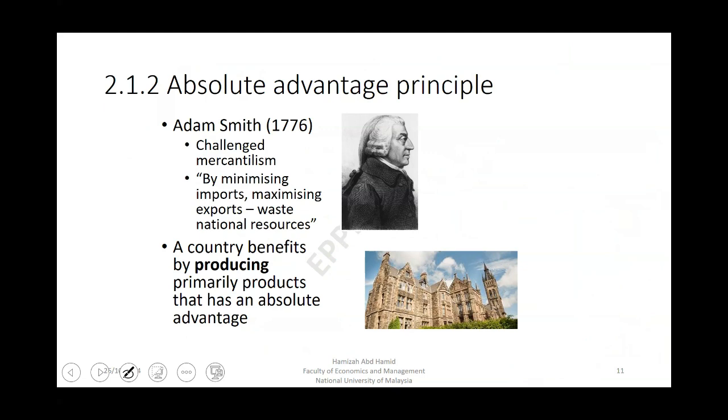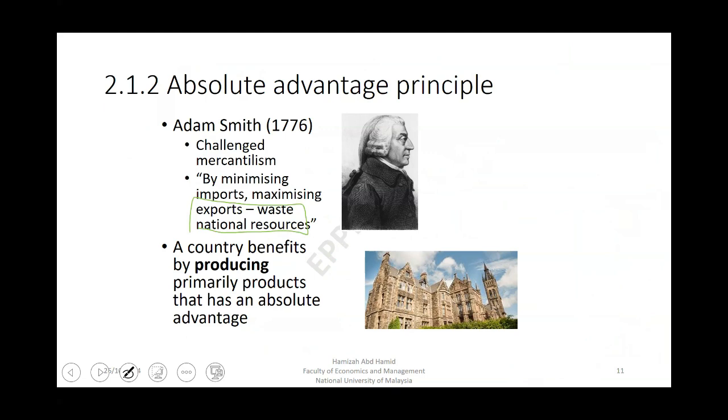The next theory in classical theory is the absolute advantage principle. This is explained by Adam Smith. He did not agree with mercantilism. If you sell more and if you keep selling, you will waste national resources. If a country has a large reserve of gold and keeps selling that gold, one day the gold will be finished and the country has no resources left.